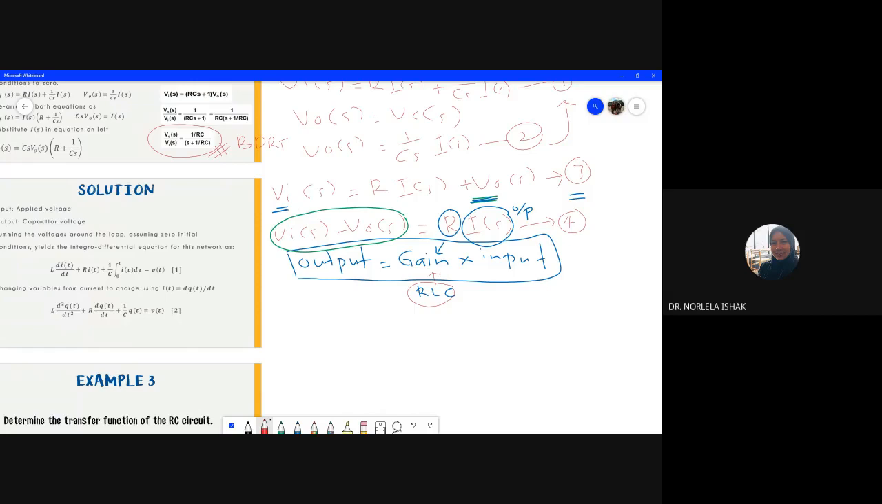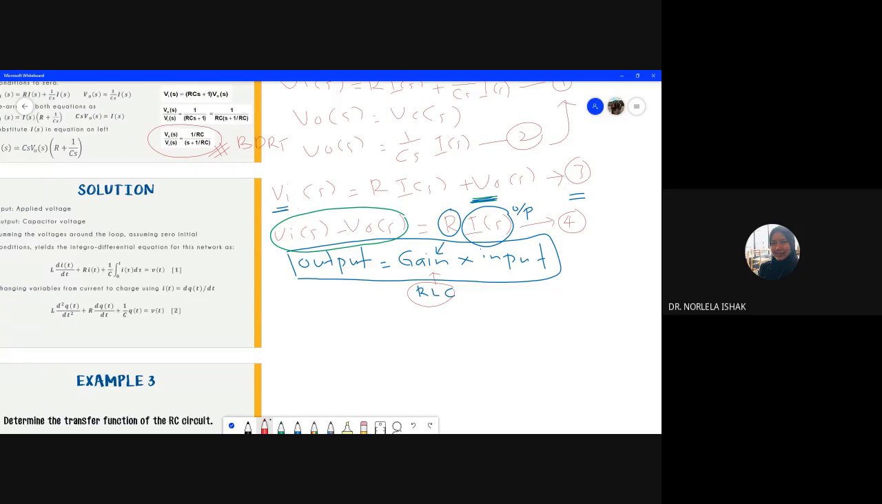Meaning the variable inside the block diagram is RLC. So what is the variable inside your block? Voltage or current is going to be either your output or your input. Hopefully you can get the information. The passive component can be your gain. Gain means the variable inside the block.